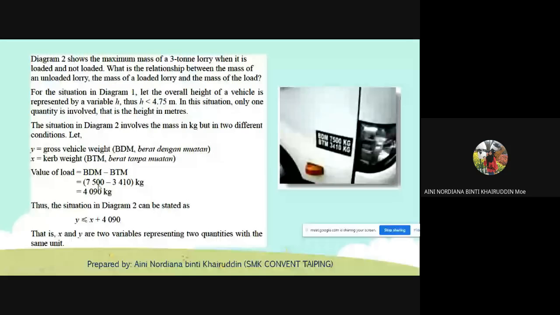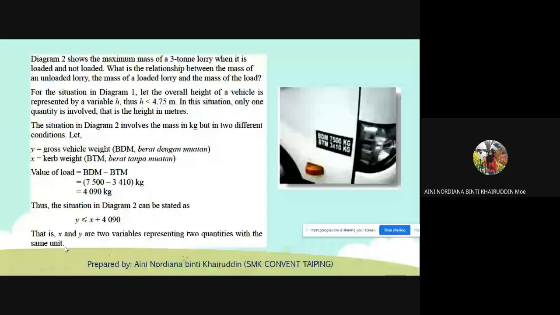BDM 7,500 minus BTM 3,410. So this is the value of the load, 4,090 kg. So thus the situation in diagram 2 can be stated as y less than or equal to 4,090. That is, x and y are two quantities with the same unit. Okay, have a look at this example.